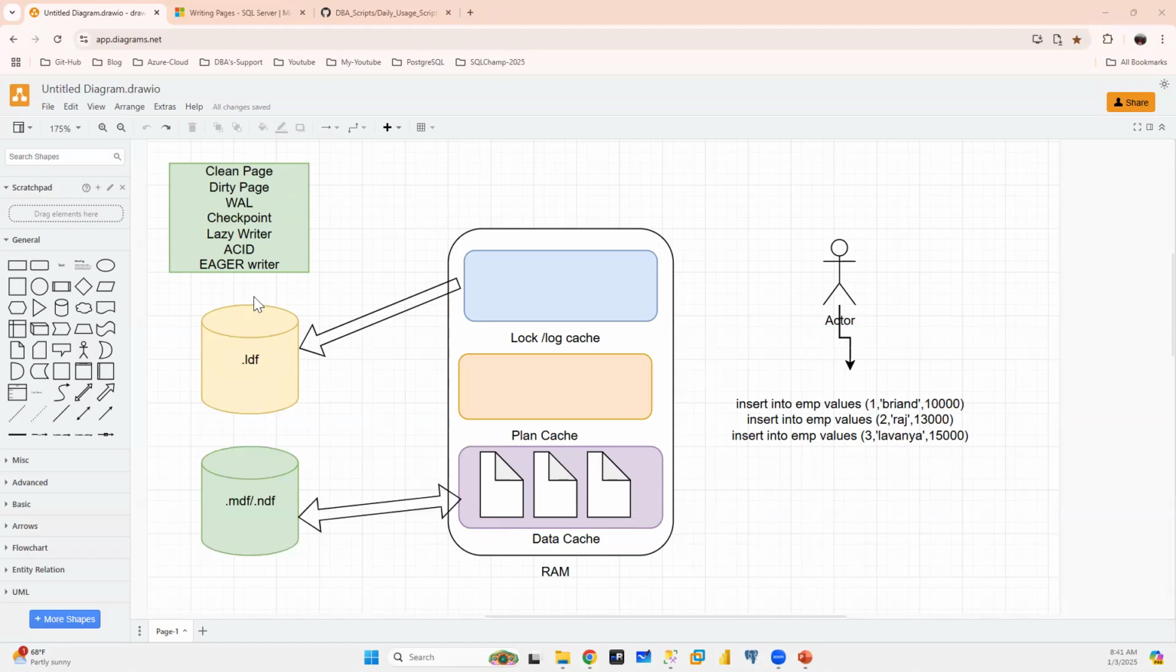I have a question. There are 8 pages in the extents. Are the pages data pages? Yes, but it can be index pages also. Whenever you create a clustered index, those will be called index pages. Those 8 pages will contain either data pages or index pages only. Vaibhav, clear? It may be a data page, it may be an index page.